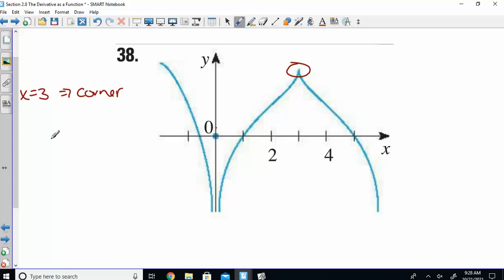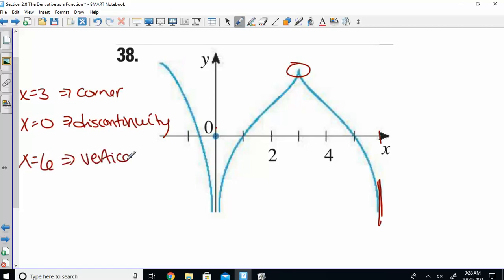Okay, discontinuities. Do we have any breaks in our graph? At 0. And the third scenario is a vertical tangent line. Would we have any vertical tangent lines? Yeah, it looks like at maybe 6, which our graph kind of ends there anyway, but that appears to be a vertical tangent line. So this graph would have 3 situations where it's not differentiable.